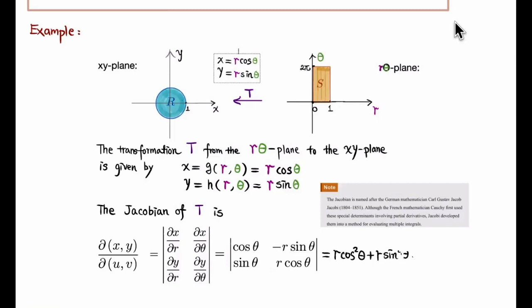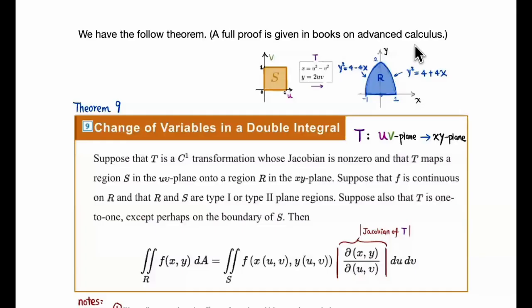Calculating the determinant of this matrix, it is R times cosine squared theta plus R sine squared theta, which is equal to R. After introducing the definition of the Jacobian, we're going to introduce you to this theorem here.